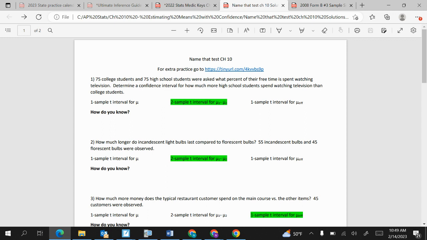Alrighty, so this is the extra practice worksheet to help you determine what the situation is. So we're going to quickly go through it. I already have some of the answers here. They're the ones that are highlighted in green, just so you're aware. But let's read the situation.